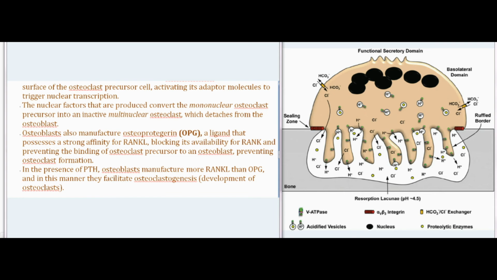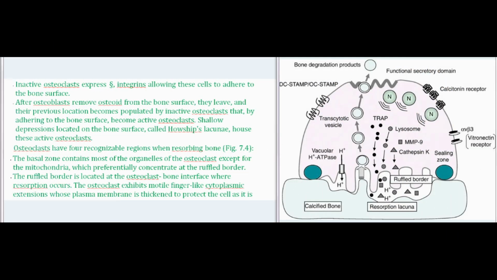In the presence of PTH, osteoblasts manufacture more RANKL than OPG, and in this manner they facilitate osteoclastogenesis, development of osteoclasts. Inactive osteoclasts express integrins, allowing these cells to adhere to the bone surface. After osteoblasts remove osteoid from the bone surface, they leave, and their previous location becomes populated by inactive osteoclasts that, by adhering to the bone surface, become active osteoclasts. Shallow depressions located on the bone surface, called Howship's lacunae, house these active osteoclasts.